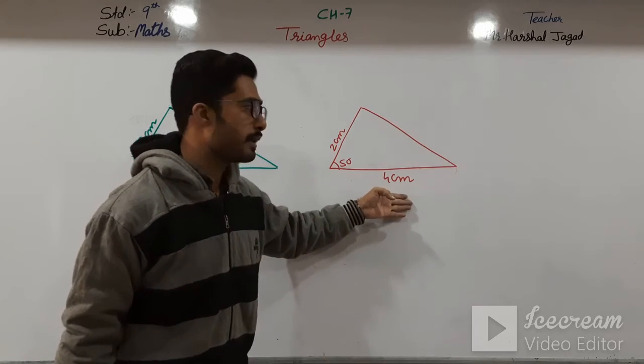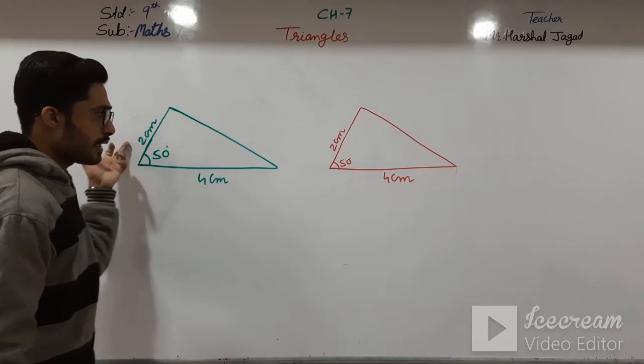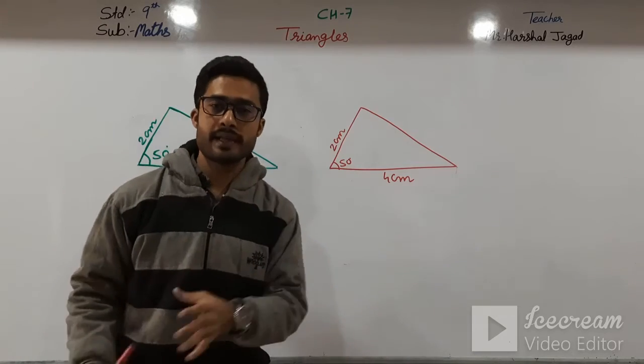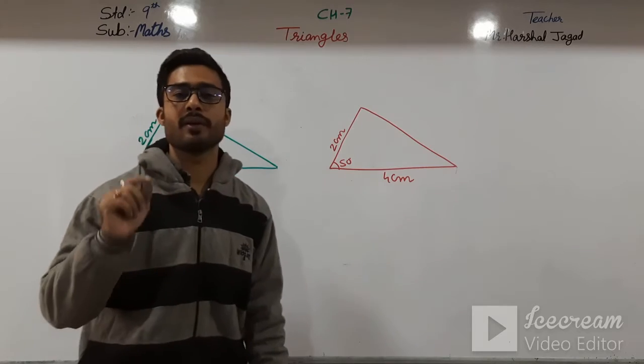This is 4 centimeter. This is 50 degree. This is also 50 degree. And this is 2 centimeter. This is also 2 centimeter. Then we can say both triangles are congruent to each other.